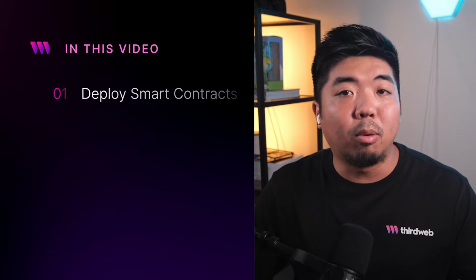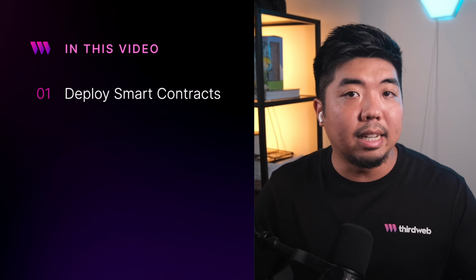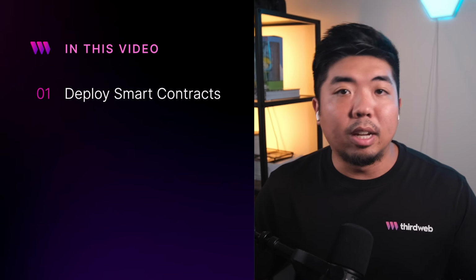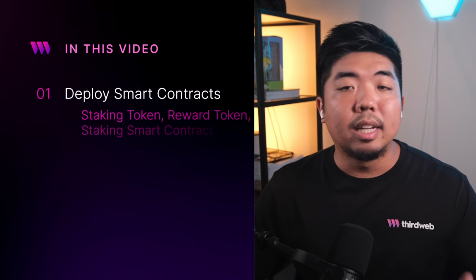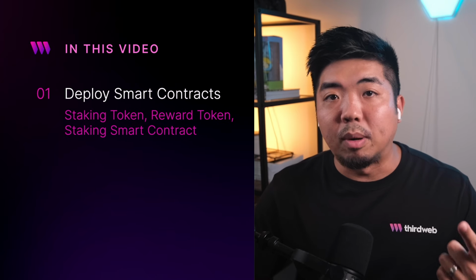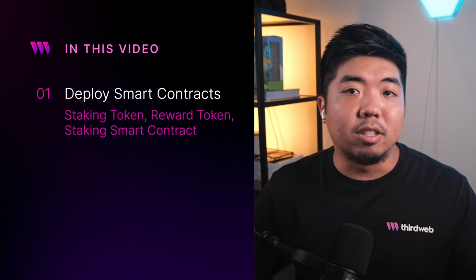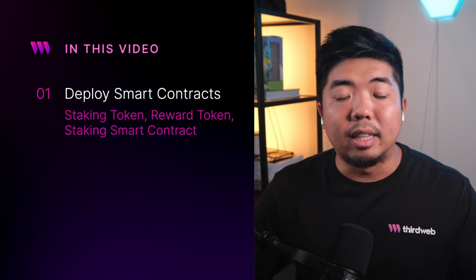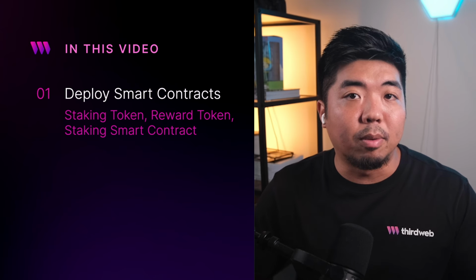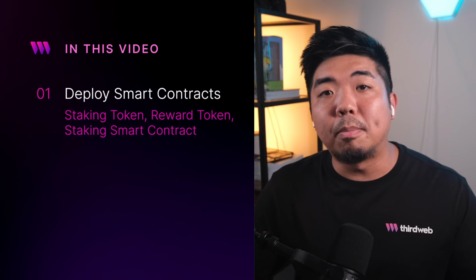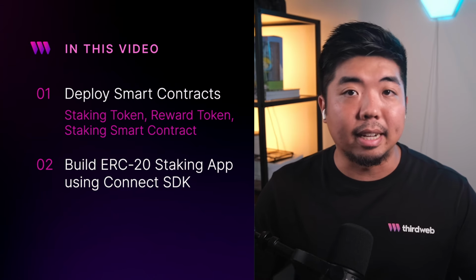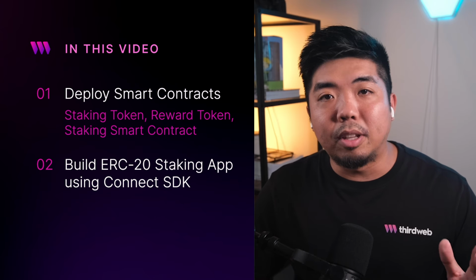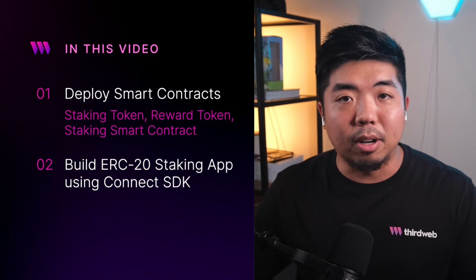Overview of what we're going to be covering in this video. We're first going to deploy out all the smart contracts needed to build this out. That's going to include our ERC-20 token for our staking token, our ERC-20 token for our reward token, and our ERC-20 staking smart contract. These are all going to be pre-built contracts that we deploy with thirdweb. Then we'll jump in and build out our ERC-20 staking application using thirdweb's Connect SDK. So with all that said, let's jump on the computer here and let's deploy our smart contracts first.